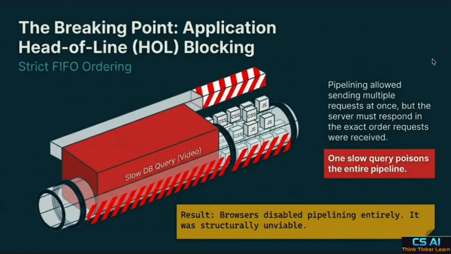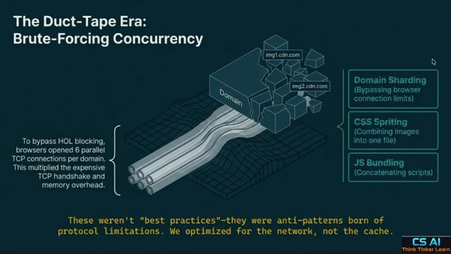But even with keep-alive, we hit the breaking point: application head of line blocking. HTTP 1.1 used strict FIFO ordering, first in, first out. You could send multiple requests at once via pipelining, but the server had to respond in the exact order they were received. If the first request was a slow database query for the video, and the next 50 were tiny CSS files, those CSS files would sit in the server's buffer waiting for the video to finish. One slow query poisoned the entire pipeline.